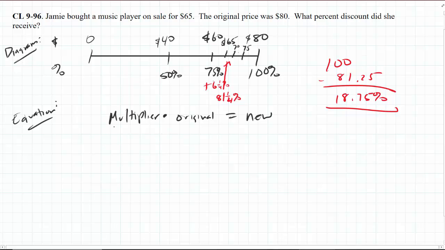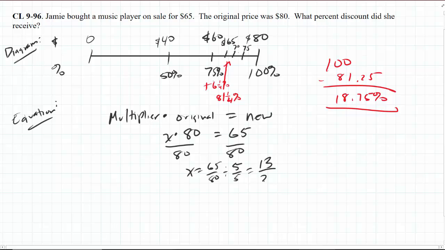Well, I am trying to figure out the multiplier. I know the original amount is not 65, it's $80. The new amount is $65. I just need to figure out what the multiplier is, or x. To do that, I'll divide by 80. I get x is 65/80ths, and if I divide that by 5, 65 divided by 5 is 13 over 20.